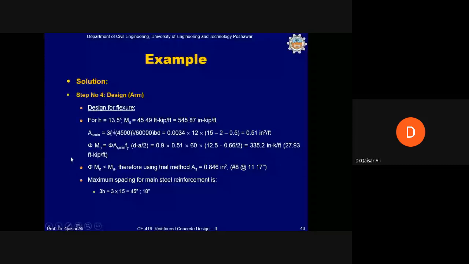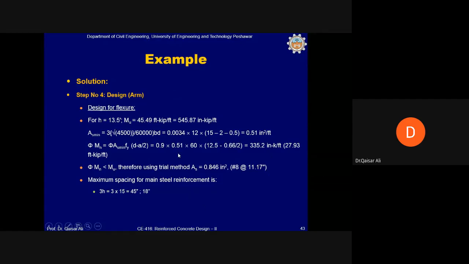And then we will compare this with the given bending moment. We can see that the phi Mn value, which is in foot-kip 27, and the demand is 45.49 at the base of the arm. So demand is more than this nominal capacity. We will have to do some trials in order to calculate AS corresponding to this bending moment. When we do some trials, you assume small a and calculate AS.